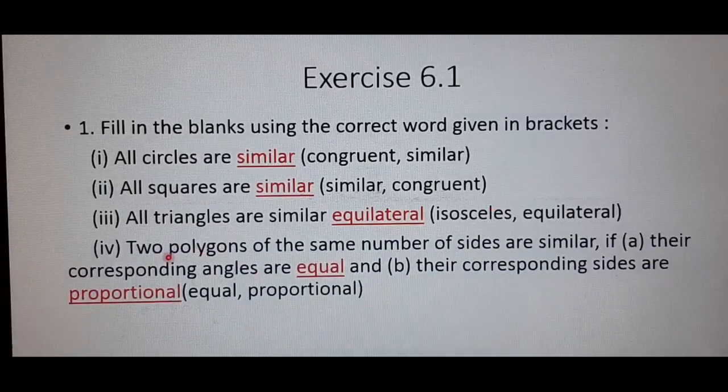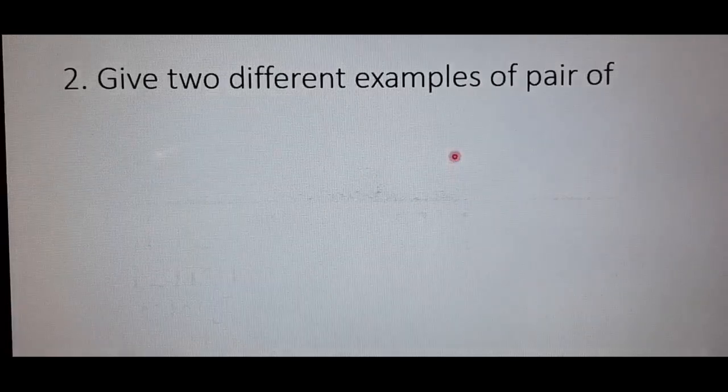So next one is: two polygons of the same number of sides are similar if their corresponding angles are dash and their corresponding sides are dash. So they have given us two options and we have already discussed their corresponding angles, they are equal, and their corresponding sides, they are proportional. So with this first question is finished. It was very simple. Let's do the second one.